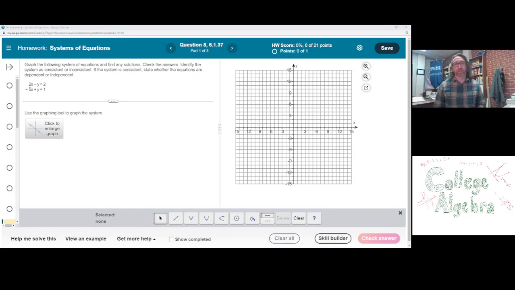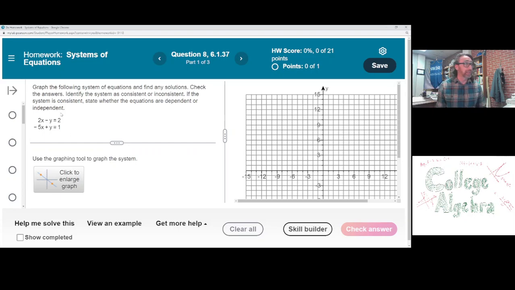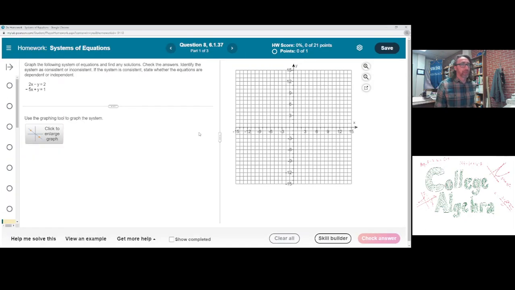I've got a problem pulled up here for my math lab. Let me make it nice and big so we can see everything. Okay, so it gives us a system of equations, and it says graph the following system and find any solutions. In a previous video we had solved these systems using the method of substitution. And you can also solve them graphically, as you can guess by the way they ask this question.